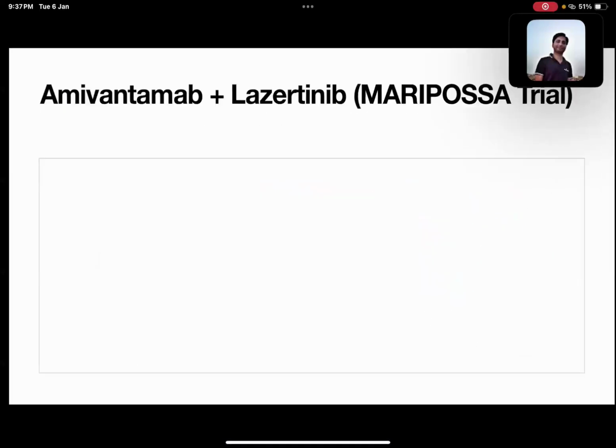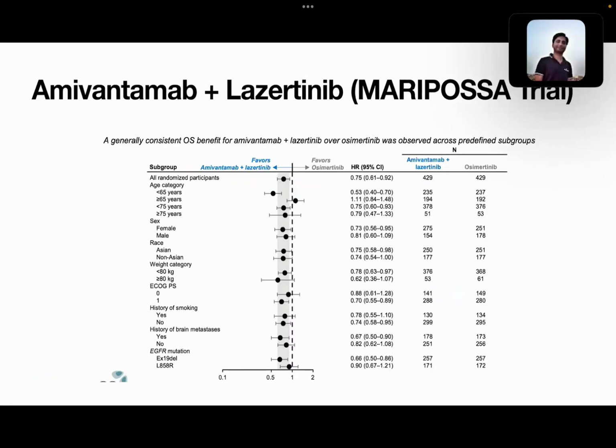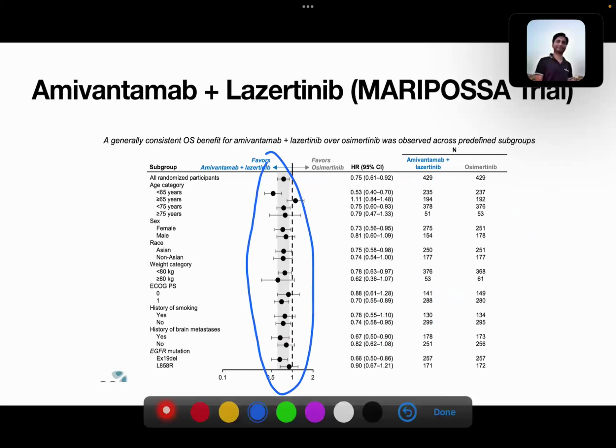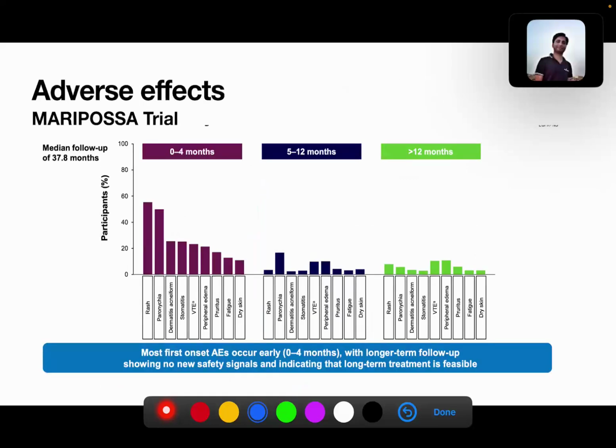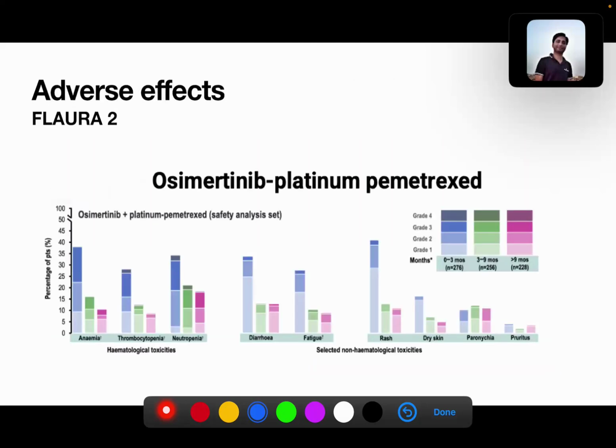Once again, all patient groups benefited from this regimen. All the significant high-risk groups also benefited from this combination regimen. Before that, I'd like to talk a little bit about how this regimen is given. I forgot to mention that.